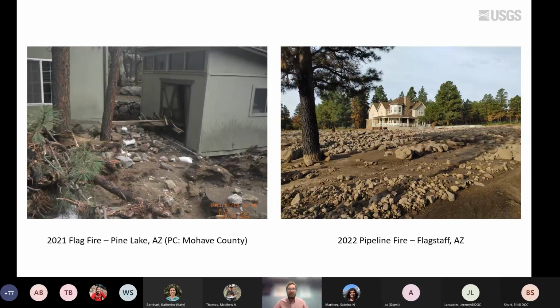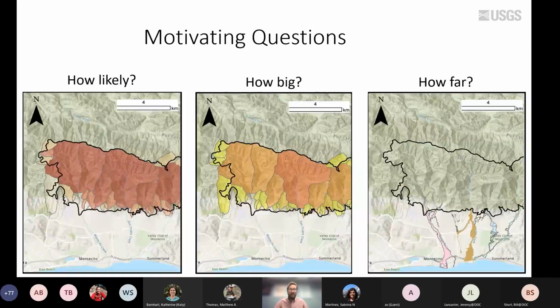So the long history of debris flows in Southern California, coupled with this uptick in impactful debris flows in the Southwest, really underscores the necessity for having a well-established framework in place that can be used to estimate the potential impacts of post-wildfire debris flows. And so when we're thinking about what we want to know about these events before they happen, we have several motivating questions that we can think about.